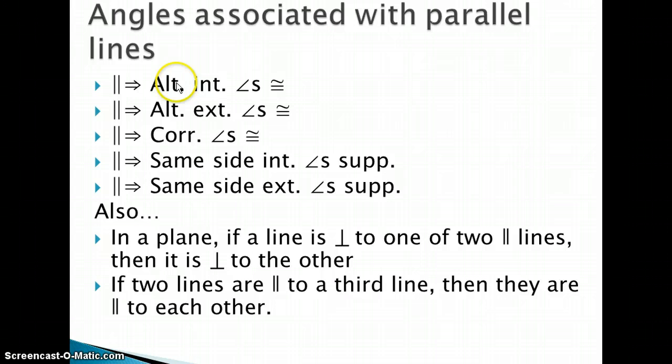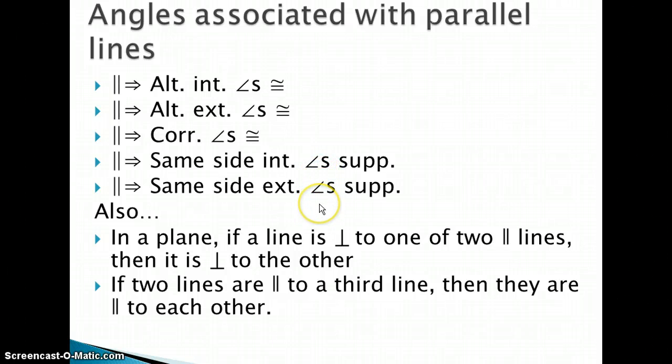So if you know that they're parallel, now you know alternate interior angles are congruent. You also know alternate exterior angles are congruent, and same with corresponding angles. Similarly, we know that same side interior angles are supplementary, and that the same side exterior angles are supplementary.